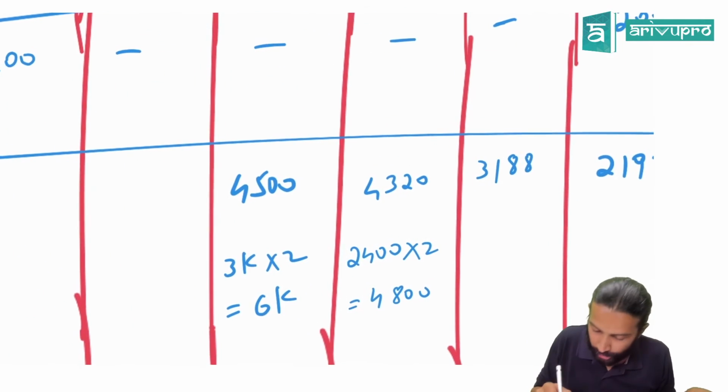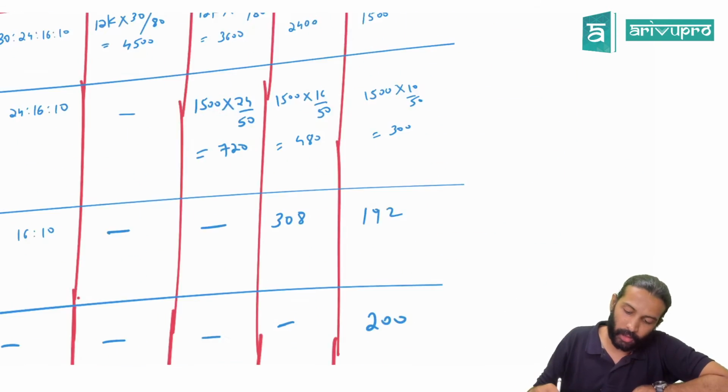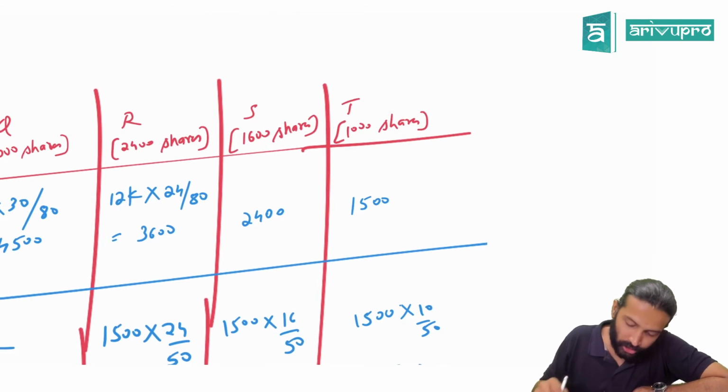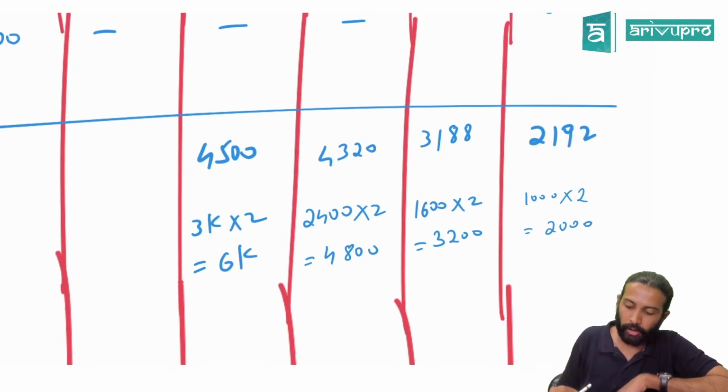S is holding how many shares? 1,600 shares. On one share, the maximum liability is 2 rupees. On 1,600, it will be 3,200. Lastly, for T, T is holding 1,000 shares. So that means 1,000 into 2, which is 2,000 rupees is his maximum contribution.